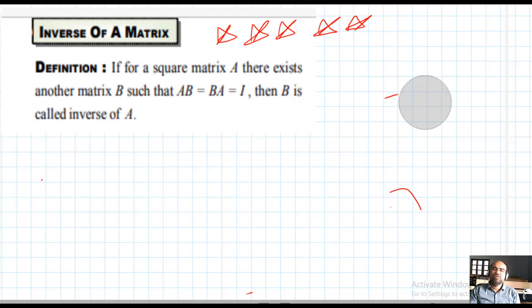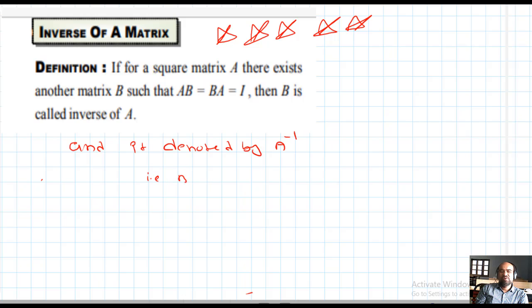Students, this inverse property is very, very important. Now I want to read the definition. If for a square matrix A there exists another matrix B such that A into B equals B into A equals I, then B is called the inverse of A, and it is denoted by A inverse, that is B equals A inverse. Therefore, A into A inverse equals A inverse into A equals I.